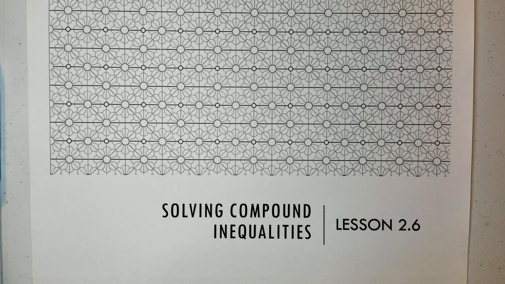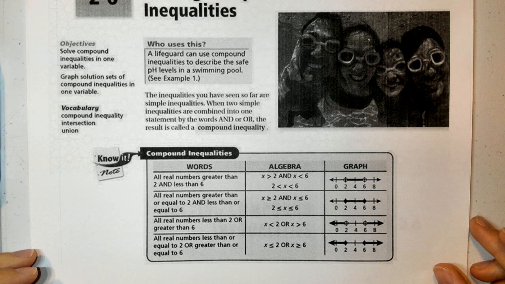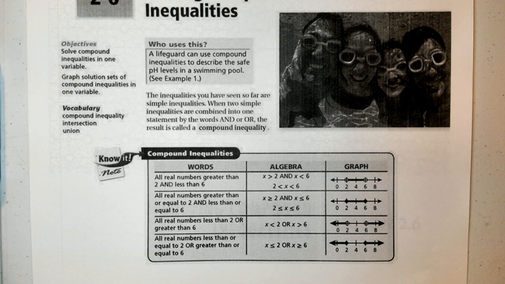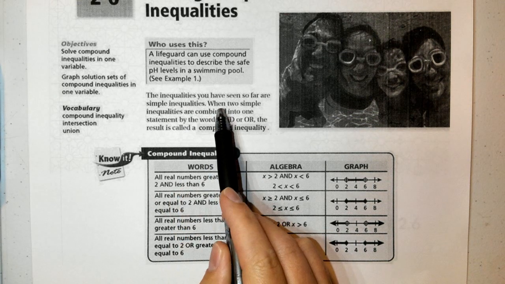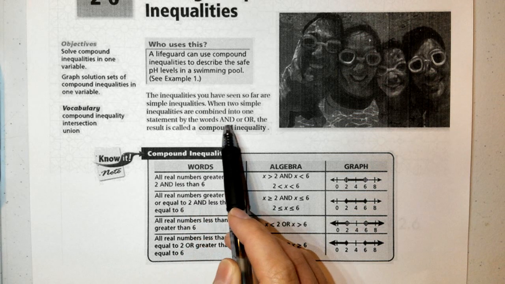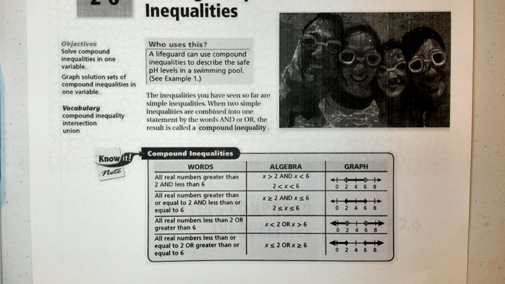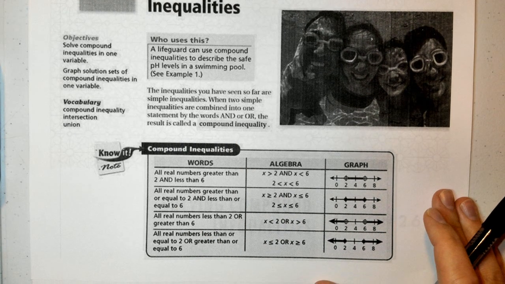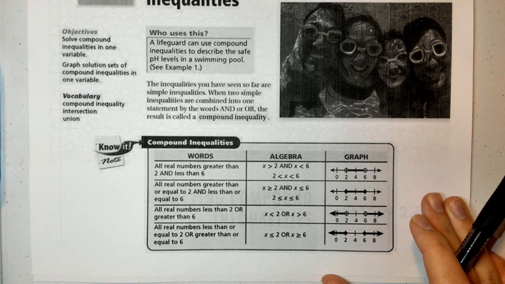Lesson 2.6 is on solving compound inequalities. So in this lesson, we're going to be seeing inequalities that have multiple parts to it. So far, we have seen simple inequalities. When two simple inequalities are combined into one statement by the words and, or, the result is a compound inequality. So we're going to have two inequality statements that are combined with the word and, or.